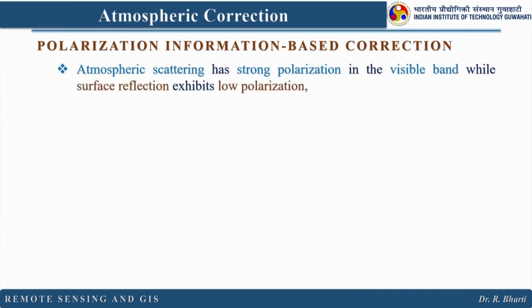Next one is polarization information based correction. So, here atmospheric scattering has a strong polarization in the visible band, while surface reflectance exhibits low polarization. So, that means if you are having a scattering effect in your data, you will have strong polarization in your data, whereas the surface reflectance from the surface or from the target has very low polarization.